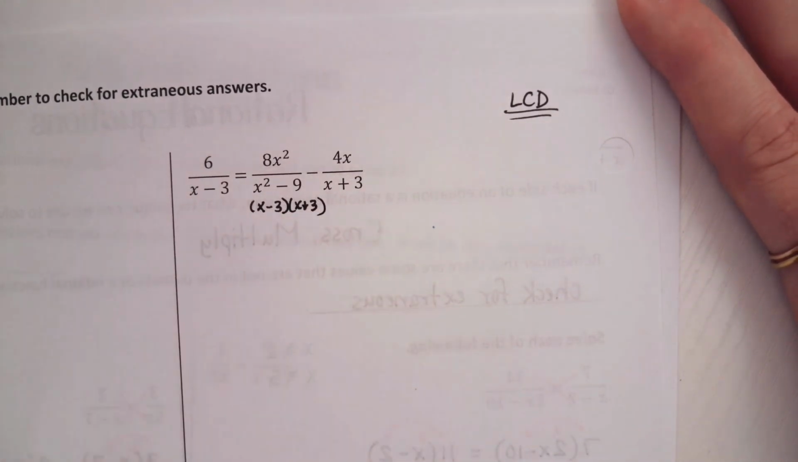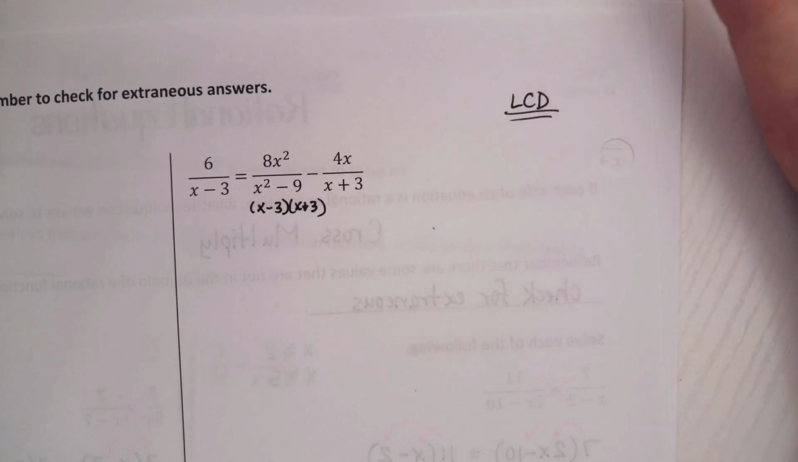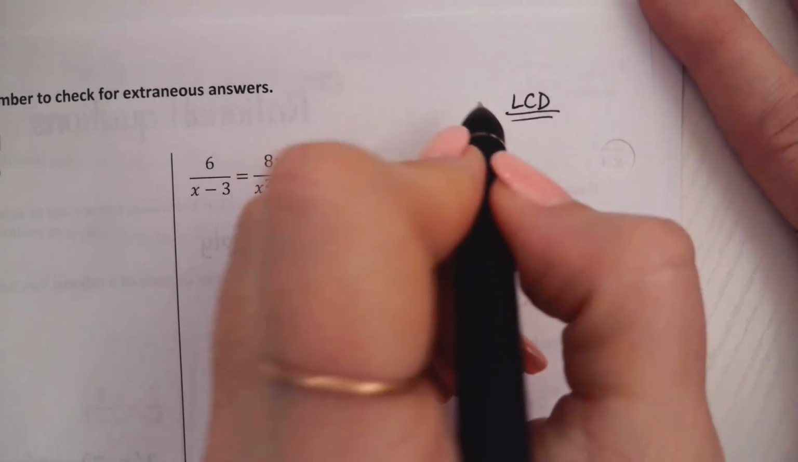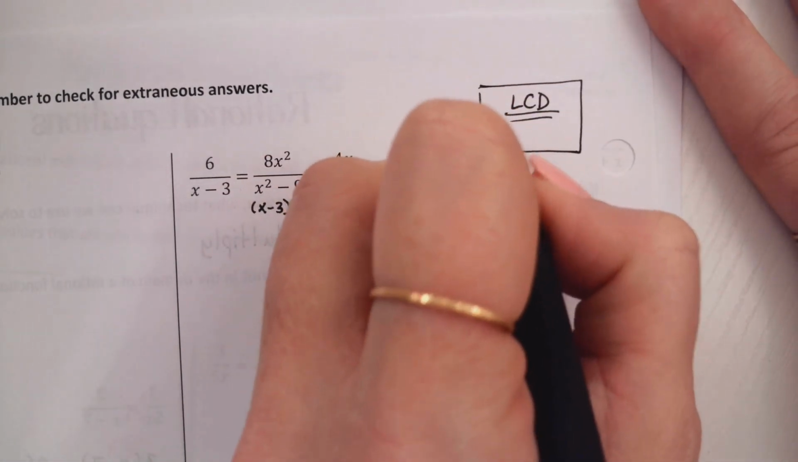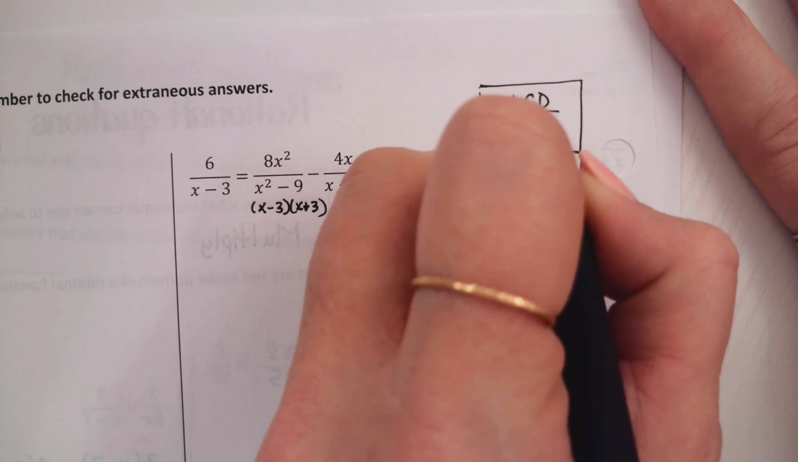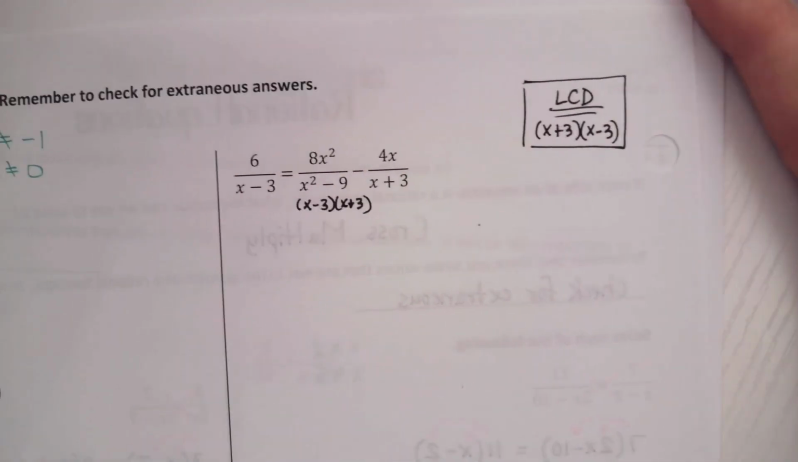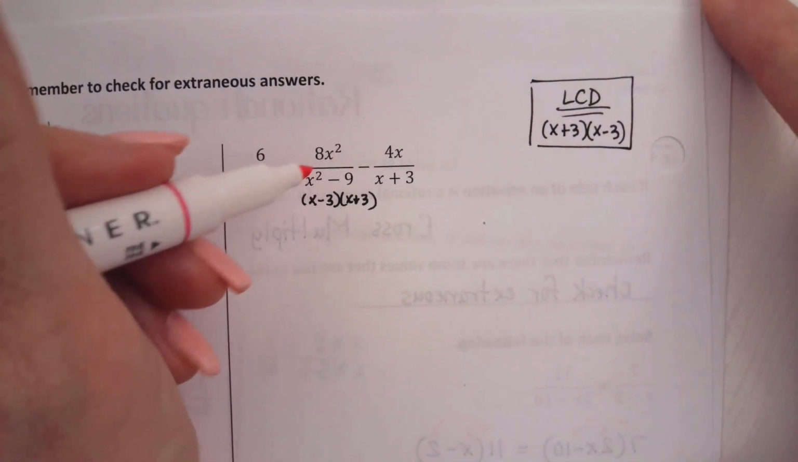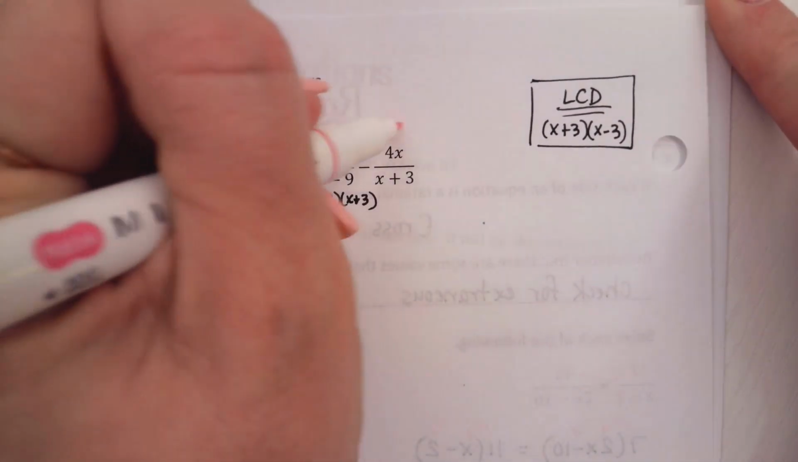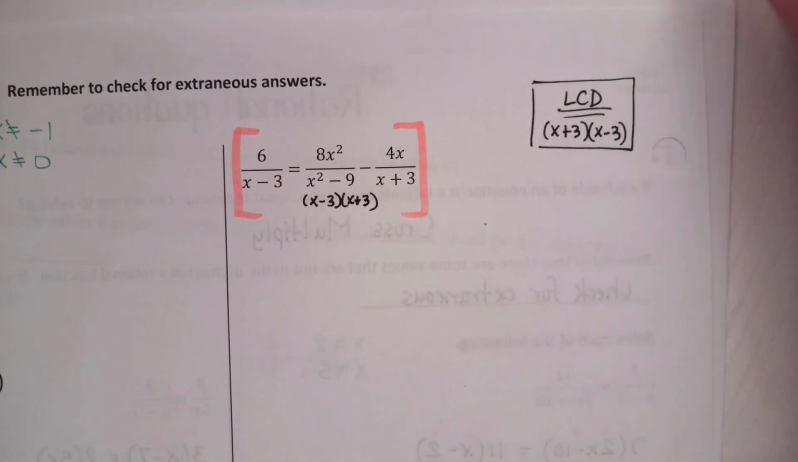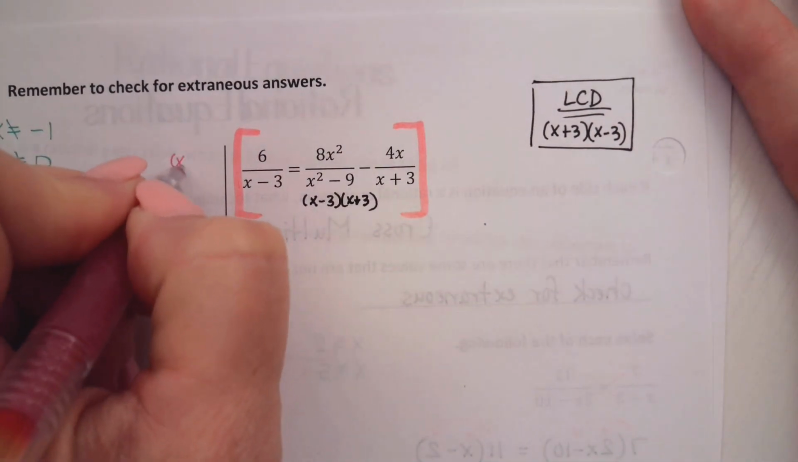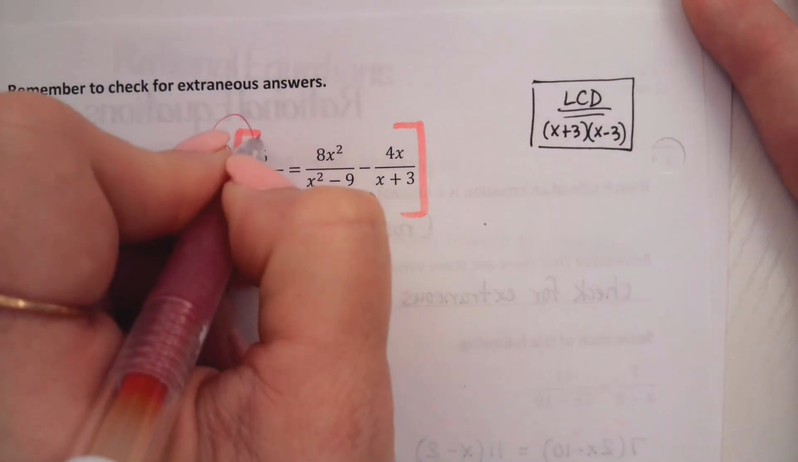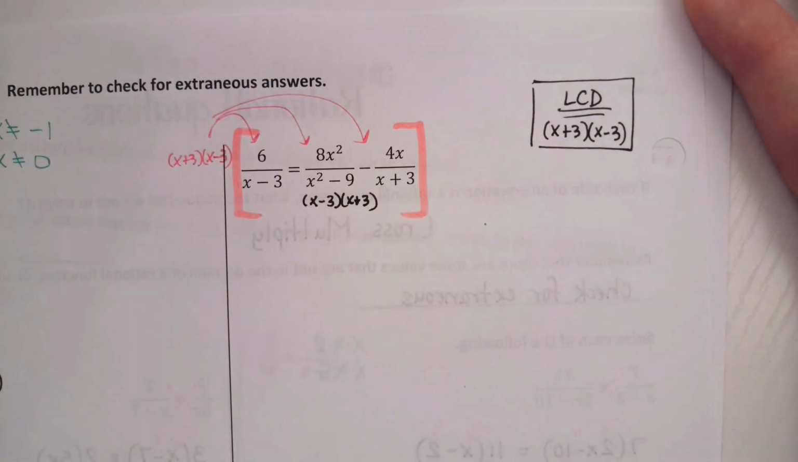So your LCD needs to have every factor that appears in a denominator. If it appears in more than one denominator, you don't have to write it twice. x plus 3, x minus 3. So we should be able to multiply every term on the left, and both terms on the right, by that least common denominator. It's going to cancel out a whole lot of it. Okay, so to all 3 terms.